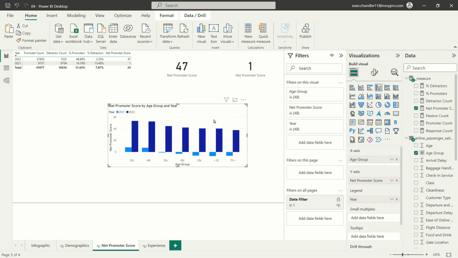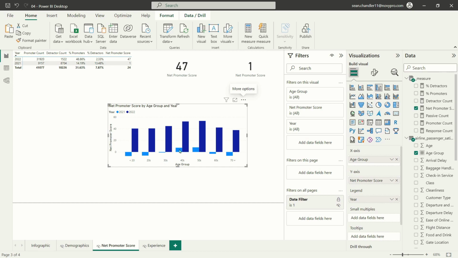So let's add that to our legend. Of course, our ordering for the age group is still kind of screwed up here. So let's go ahead and sort our x-axis by age group. And let's sort it in ascending order so that you can see it looks like NPS was negative in 2021 for demographics below the age of 40.